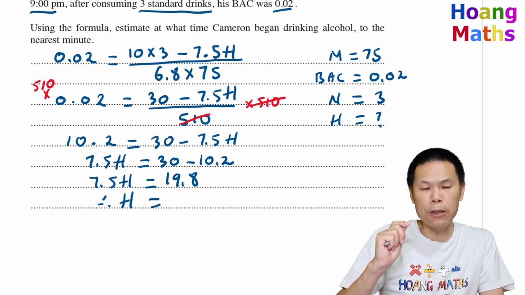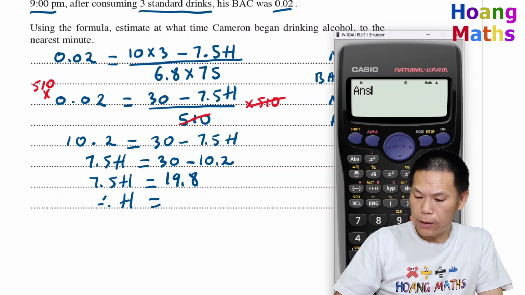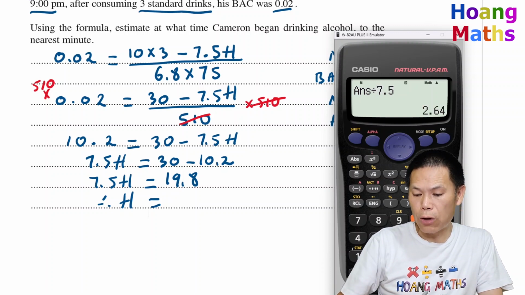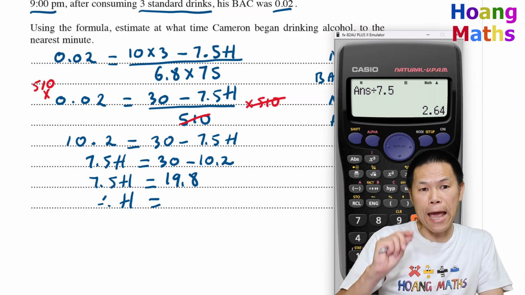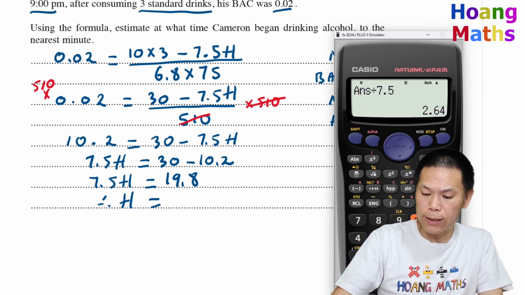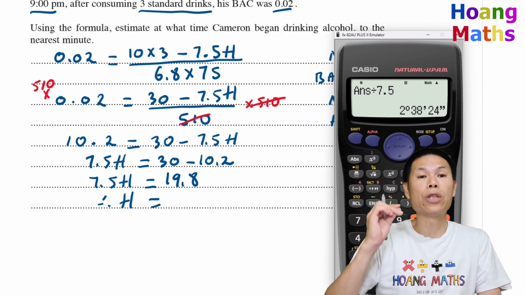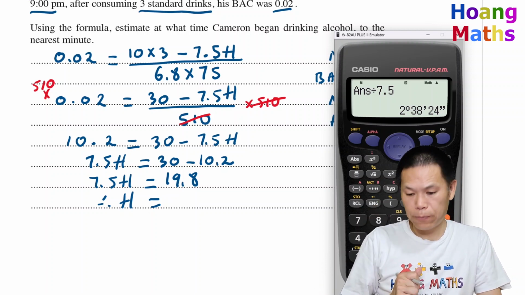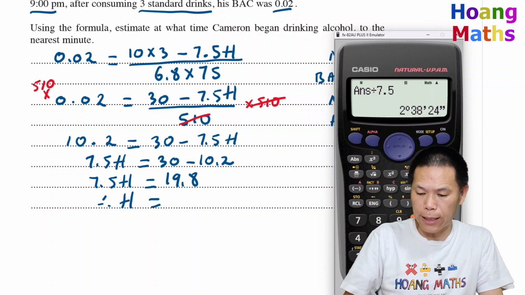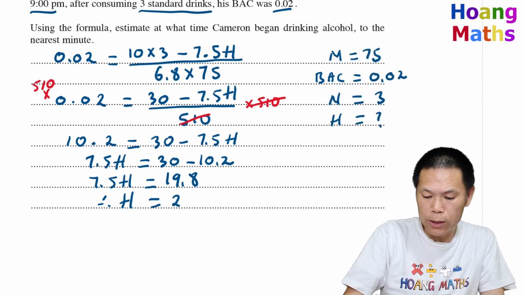So therefore H equals, so I divide by 7.5 on both sides. So I just go answer divided by 7.5. So there you go, 2.46 hours, but we just need to round to the nearest minute. We press the DMS button. So there you go. 2 hours and 38 minutes, because 24 seconds is less than 30 seconds. So 2 hours and 38 minutes.